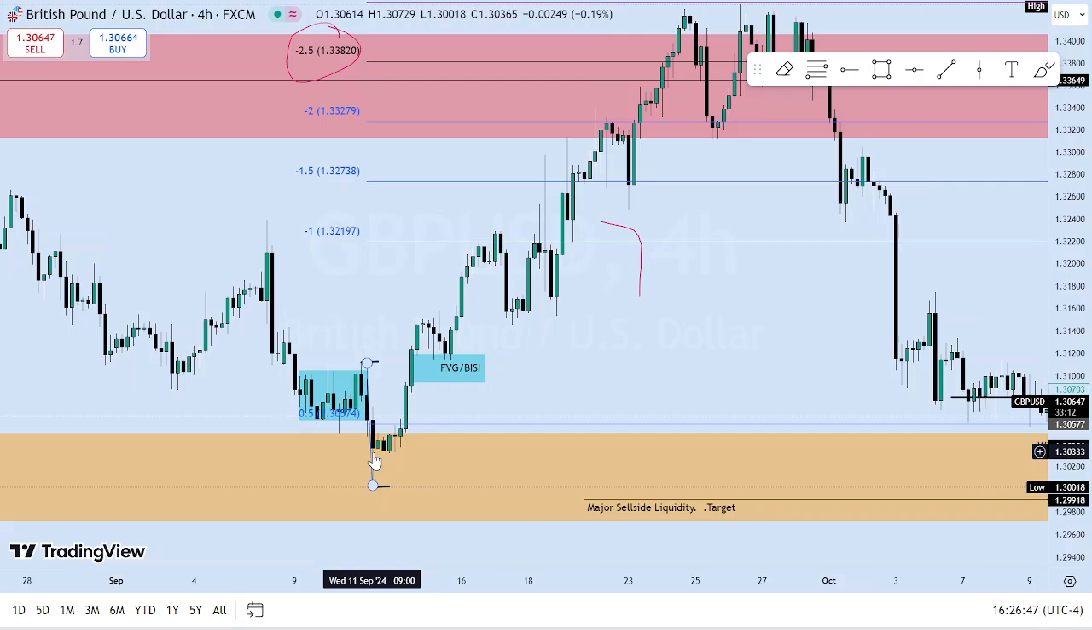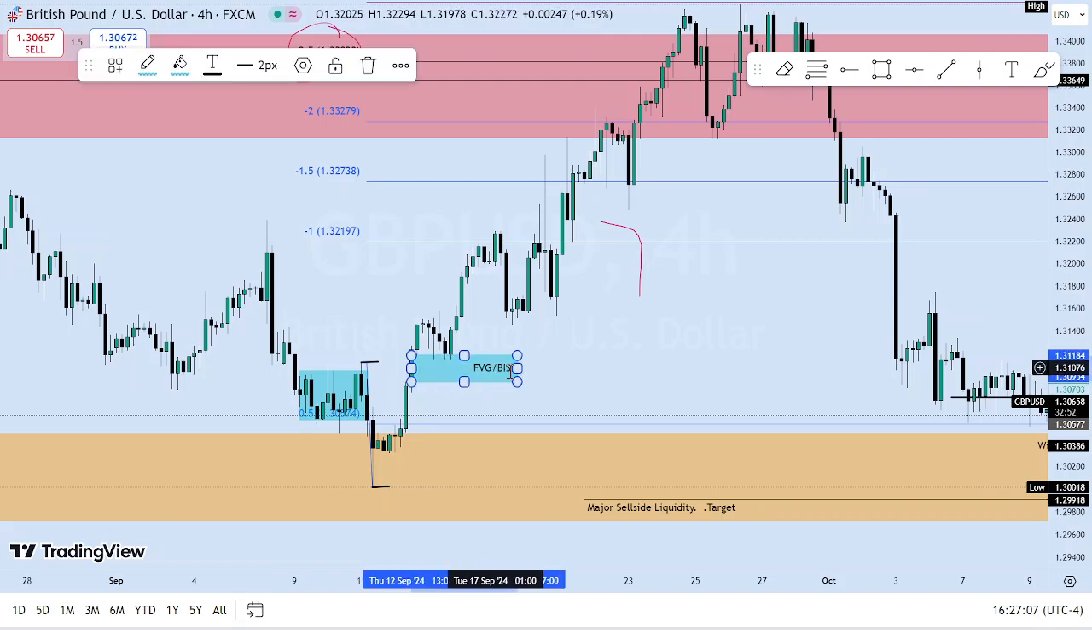Then we now have a low that took out the highest high, making it a breaker. It stands now as a breaker. So after we break above this candle, we created a fair value gap, which we are seeing. This is a fair value gap, buy side inefficiency, sell side imbalance.